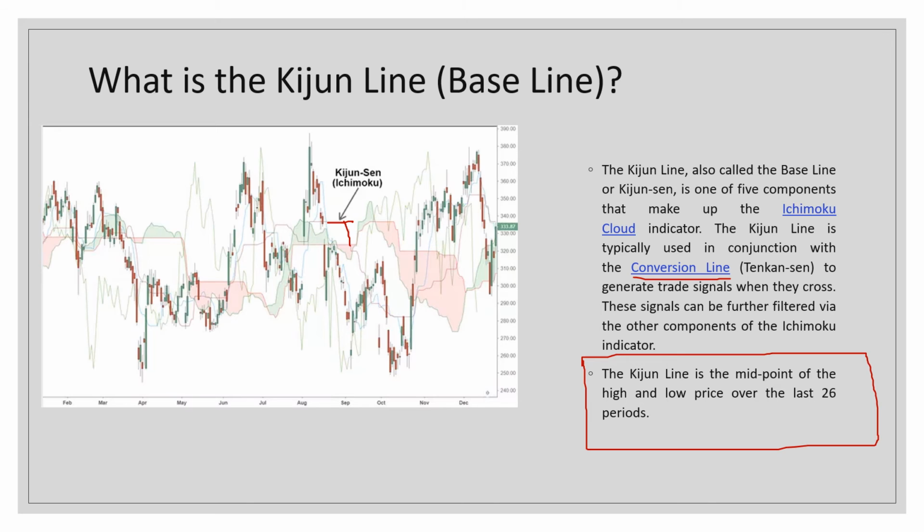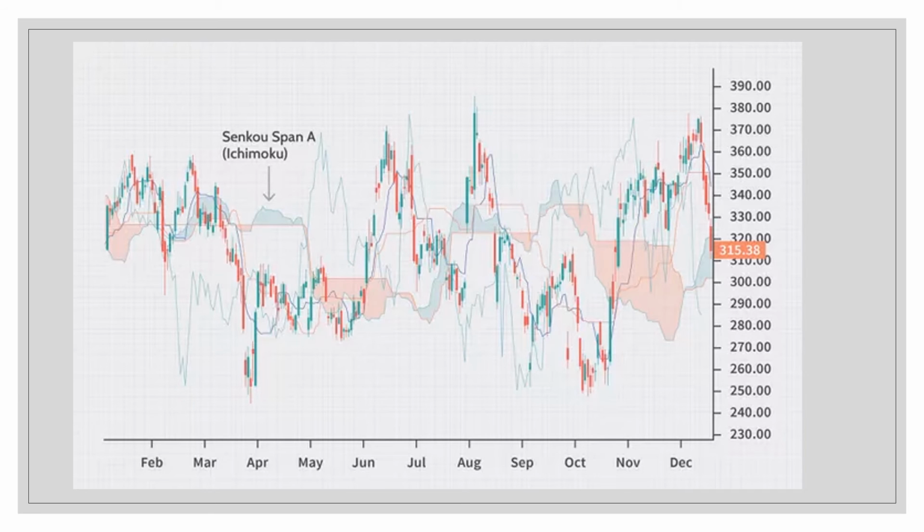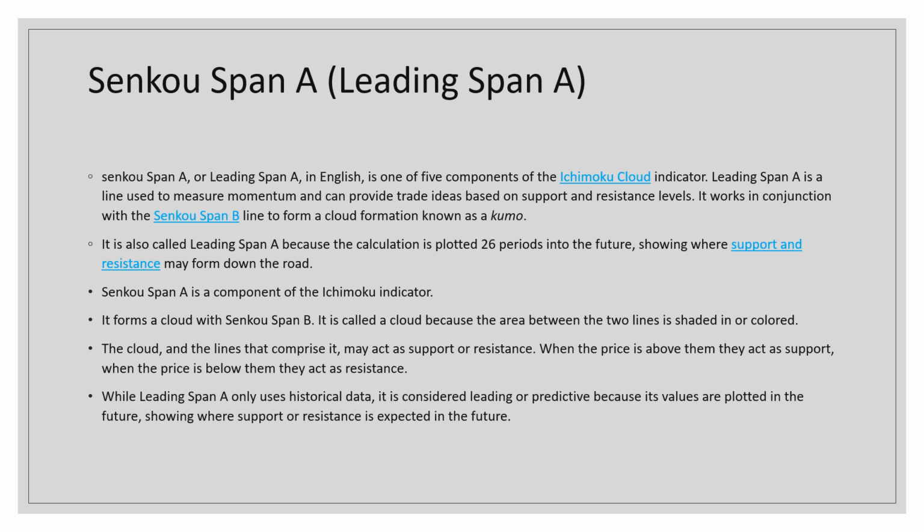We will discuss the strategies of the Ichimoku Kinko Hyo system in the next part of the video. In this part, we are discussing what the indicator is. We will cover its practical uses in the next part of the video. Okay, the next one is the Senkou Span. What is the Senkou Span?